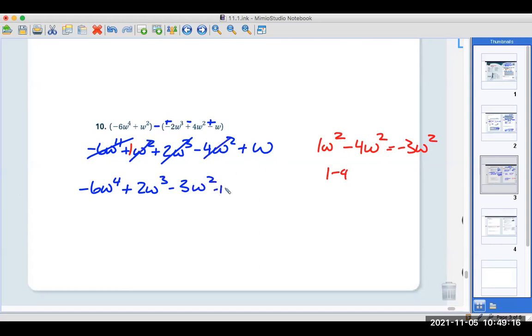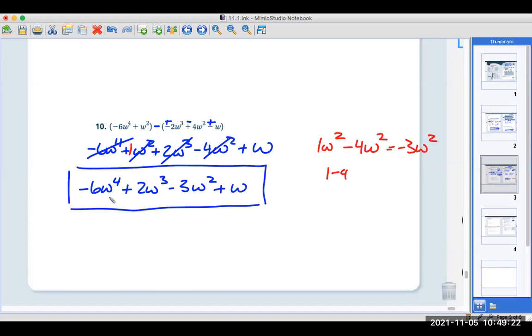plus the w alone. There's no constant. There's no number at the end. That's okay. Okay, 1, 2, 3, 4 parts. 4 is the highest power, so that's the degree, and it's in descending order. Okay, from highest to lowest power. All right, well, that's pretty much it for the lesson. So now let's go to the homework.